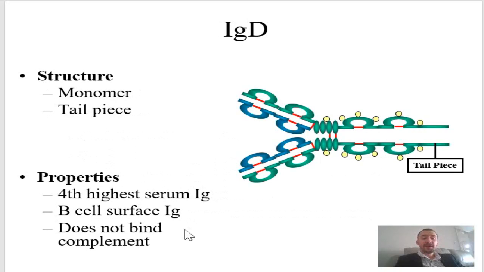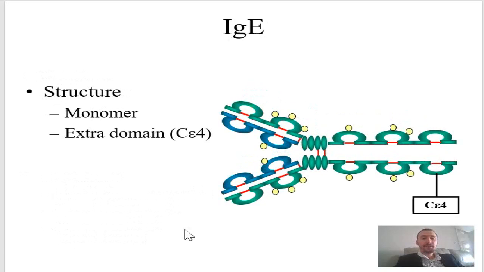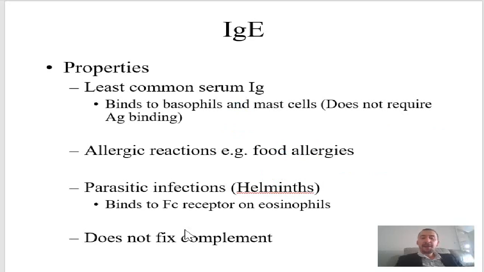IgD is one of the ones that we probably know least about. It's the fourth highest serum immunoglobulin, it forms part of the B cell surface immunoglobulin, and it doesn't bind complement. Of course, IgE, which we've covered, has that 4th constant region and is produced as a monomer. It binds to the Fc epsilon receptors on basophils and mast cells, and it doesn't require antigen binding. So these immunoglobulins will attach to the Fc receptors without the need for antigen binding.